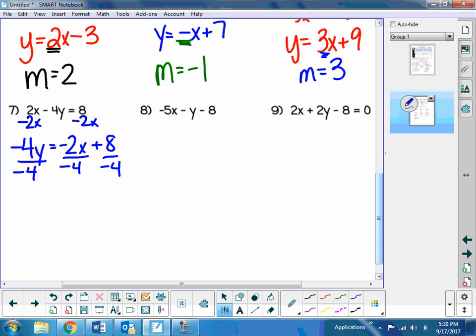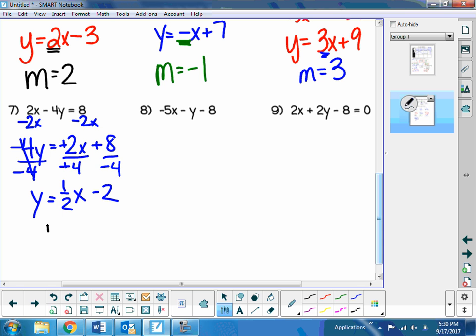All right, so negative 4 divided by negative 4, that's just 1. So I have y equals negative 2 divided by negative 4. Think about that, negative divided by negative is a positive. 2/4, same thing as 1/2 x. And then 8 divided by negative 4 gives me a negative 2.